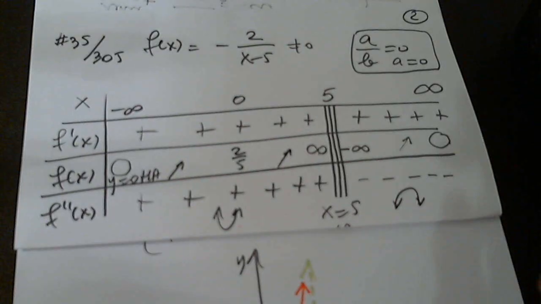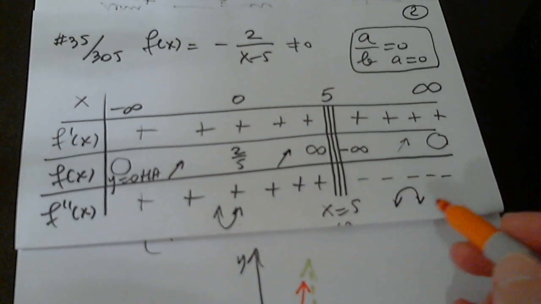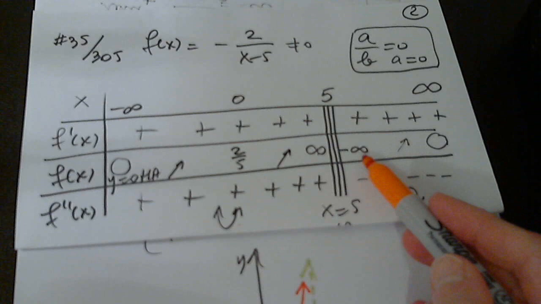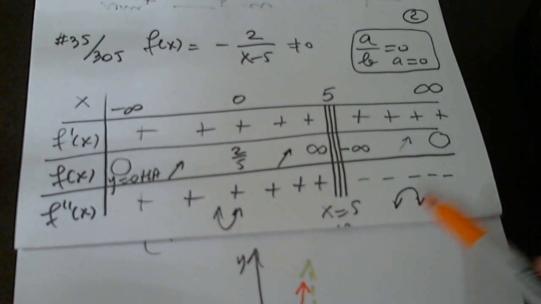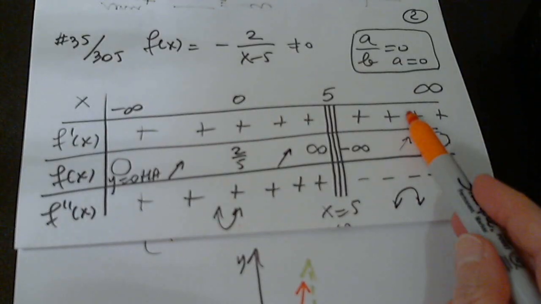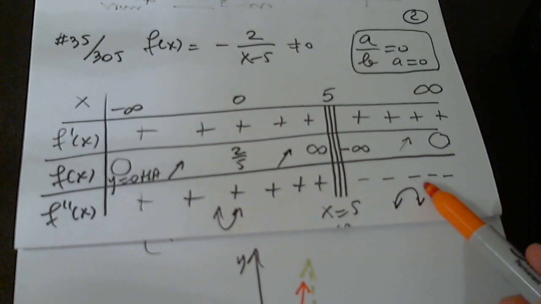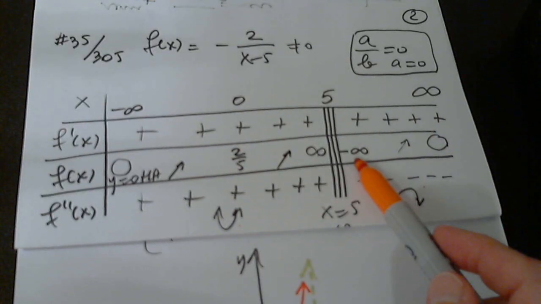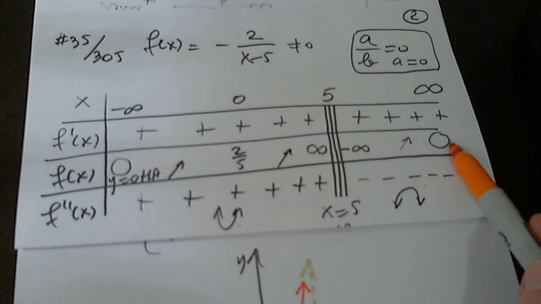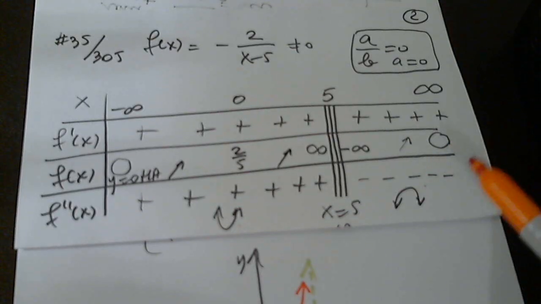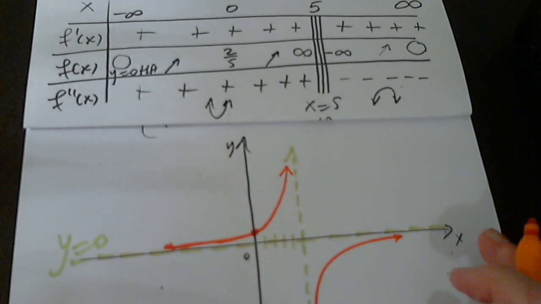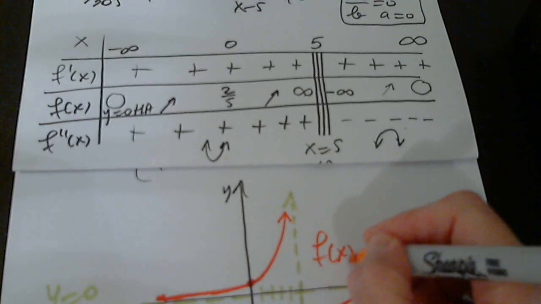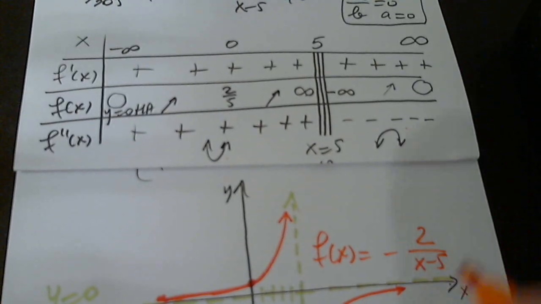Done. On the other side, the function is opening downward, coming from negative infinity on the right-hand side of the vertical asymptote, and approaches 0, increasing, opening downward, again coming from negative infinity, increasing towards 0, opening downward. Fine. And this is the graph of the function negative 2 over x minus 5.